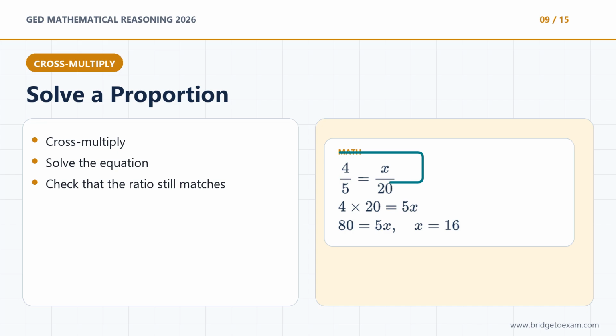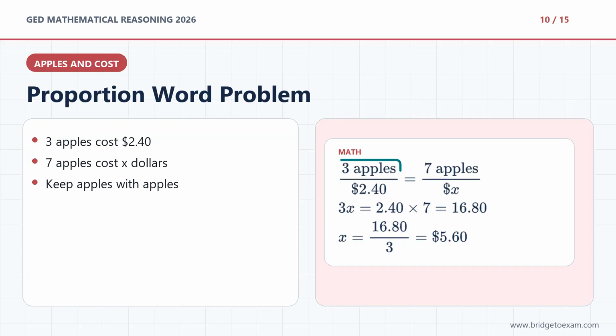Let us solve 4/5 equals x over 20. Cross multiply. 4 times 20 is 80, and 5 times x is 5x. Then divide both sides by 5. X equals 16.